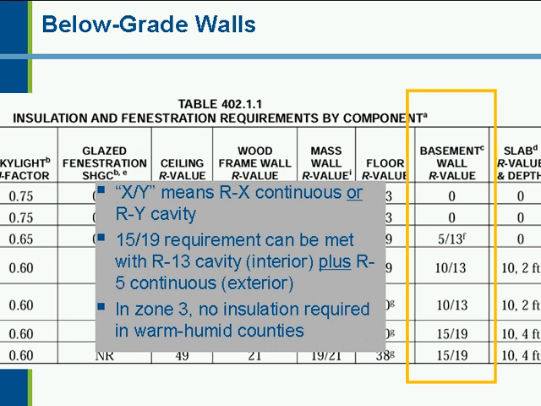And I mentioned earlier that the only place in the code where the warm, humid county definition comes into play is with regard to the Zone 3 basement wall requirements, which is an R5 continuous or R13 cavity. That is not required in the counties defined as warm, humid according to ASHRAE's definition.